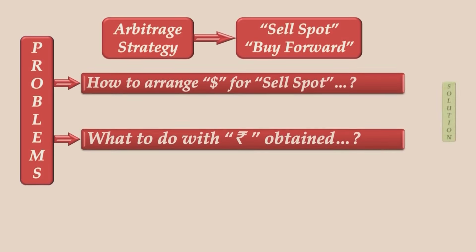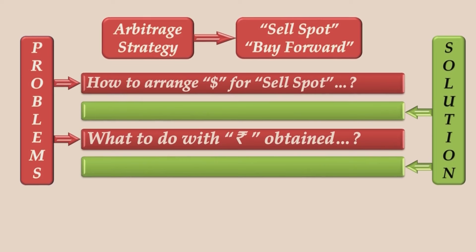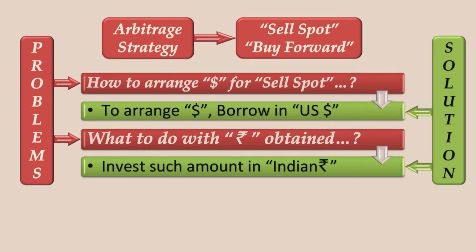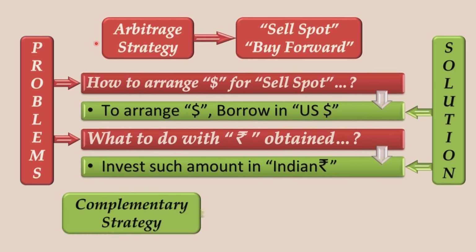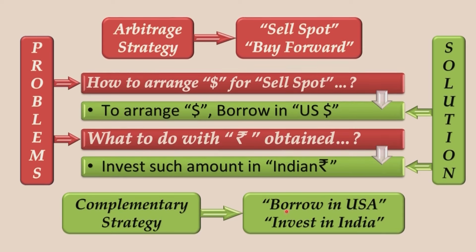So the solutions to these problems, we would write: how to arrange dollars for sell spot? The answer is to arrange dollars, borrow in US dollar. What to do with rupee obtained? Invest such amount in Indian rupee. That means invest that amount in India. So you are going to raise borrowings in US and you are going to make investment in India. So the strategy that will support the main strategy will be called the complementary strategy, that is borrow in USA and invest in India. This becomes your support strategy to the main strategy, that was sell spot and buy forward.